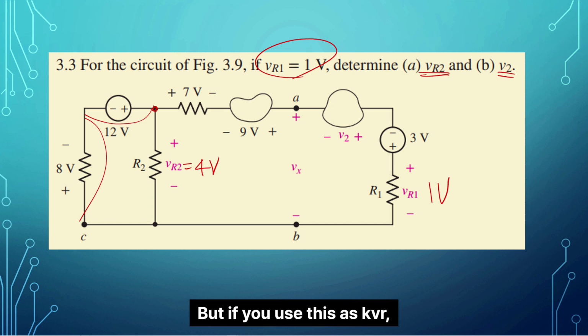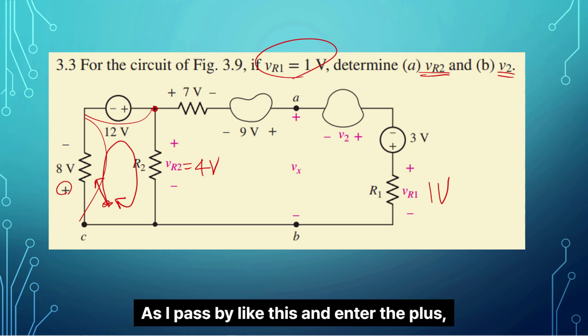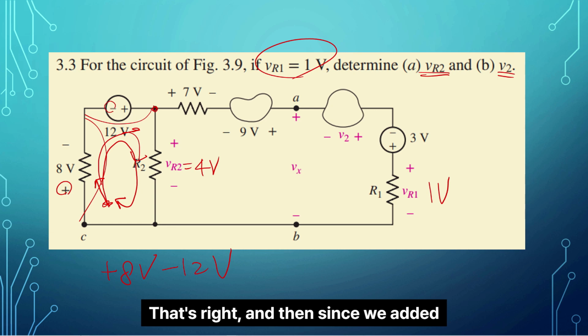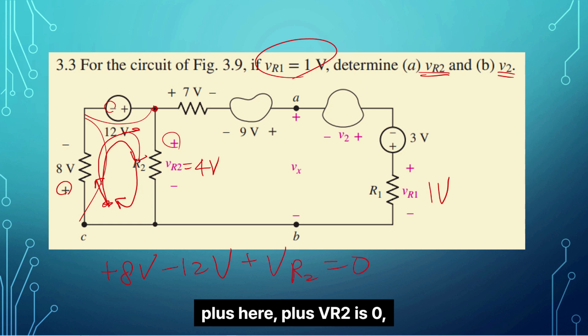But if you use this as KVL, I'll also tell you how to use it. Now, when you make a full circle, you need to reverse flow. As I pass by like this and enter the plus, I write it as plus 8. So as I enter like this, it's minus 12 volts. And then it comes in like this. Why is it minus? So the minus side has entered. That's right? And then since we added plus here, plus VR2 is 0. So VR2 outputs 4 volts. But what did I do now? Just looking at it from the left, 12, 8 gives 4. Now I've told you this.